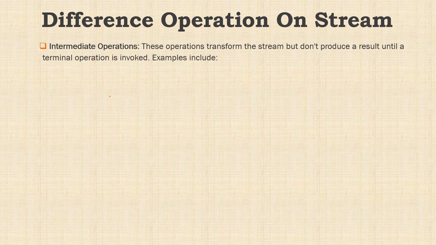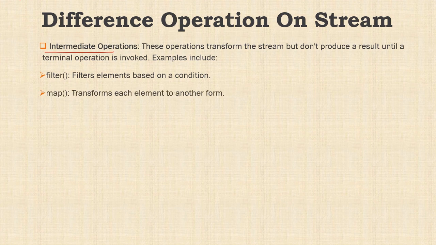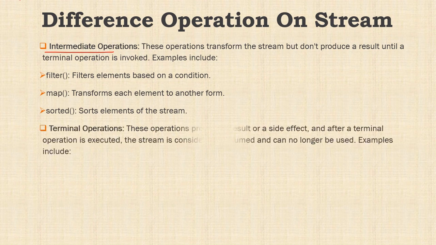And the different operations on stream. We can perform intermediate operations. These operations transform the stream but do not produce a result until a terminal operation is invoked, as we just discussed. So with intermediate operations, we can perform some operations but we can't get the result until a terminal method is invoked. Examples: we have the filter method, which we use for filtering things, map for mapping things, and sorted to sort the elements.